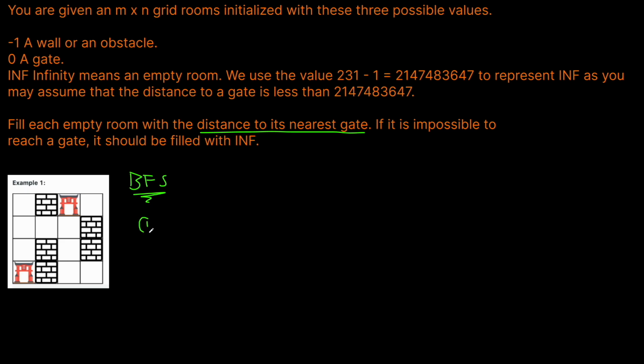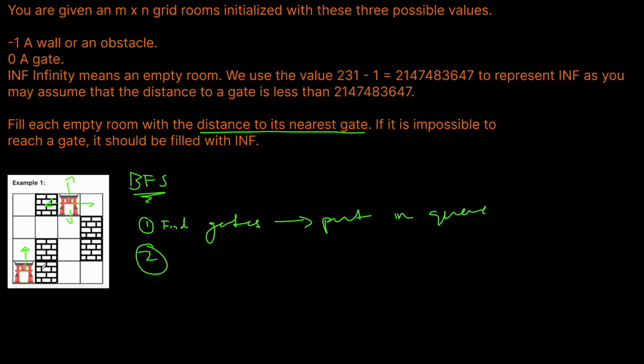So what we want to do first is actually find all the gates. And that's going to be how we're going to kick off our BFS. So we're going to say find gates and then put them into a queue. So we're going to find all the gates, put them in a queue, and then we're going to kick off a BFS from each of the gates. And we're going to go in all 4 directions, and we're going to start exploring the grid.